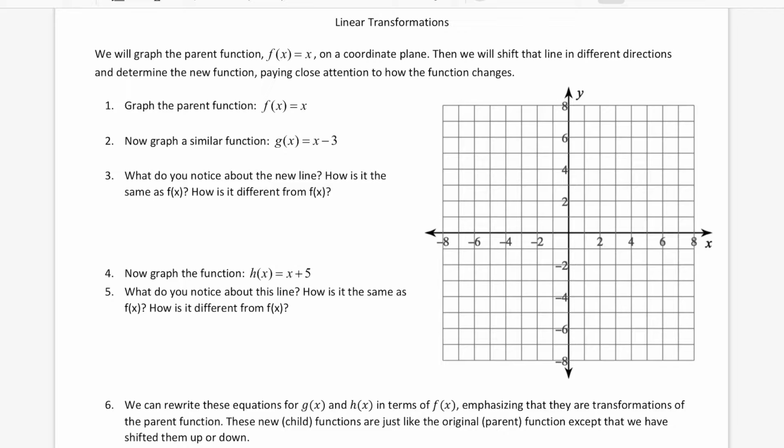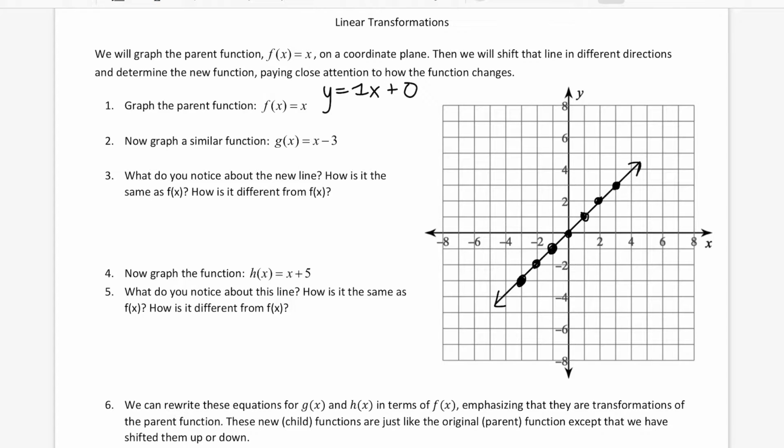First, we are going to graph the parent function f of x equals x on the coordinate plane. The parent function is the original function. F of x equals x is the same as just y equals x. So our y-intercept is 0. Our slope is the coefficient in front of x, which is 1. Starting at 0 on the y-axis, we move up 1 and to the right 1 to create our line.